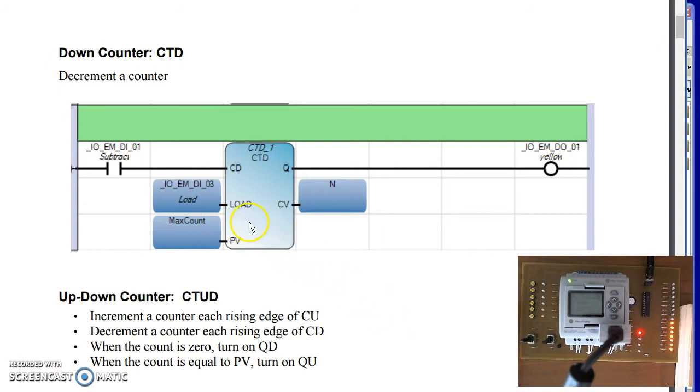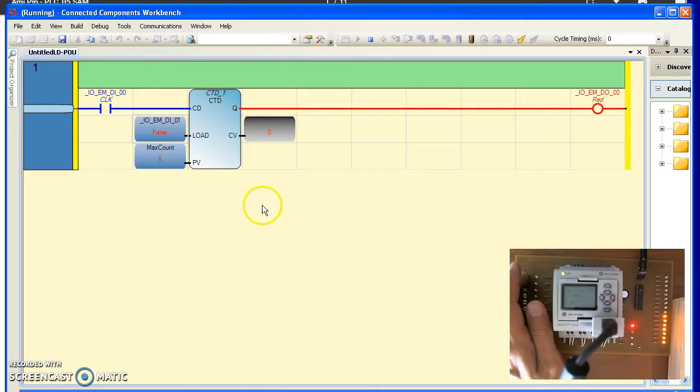There's also a down counter. When you load, you start with the max number, and you count down to 0, stop at 0. So here's the down counter. As I hit the button to count down, nothing happens because I'm already at 0. When I hit button 1, load, it'll load 8 into the value, and then I can decrement down to 0. 7, 6, 5, 4, 3, 2, 1, 0.